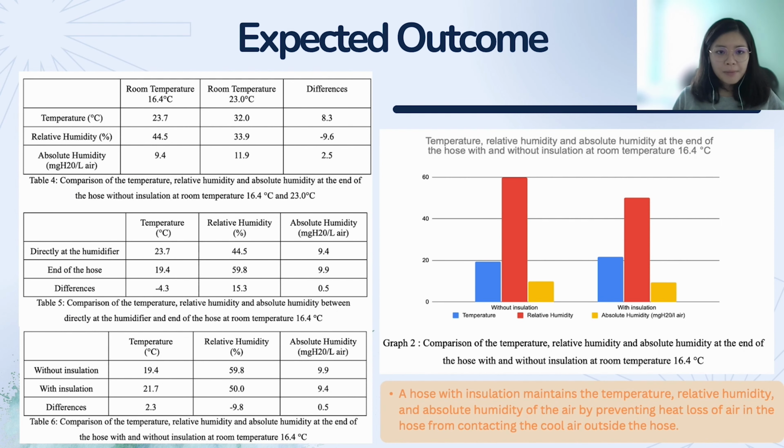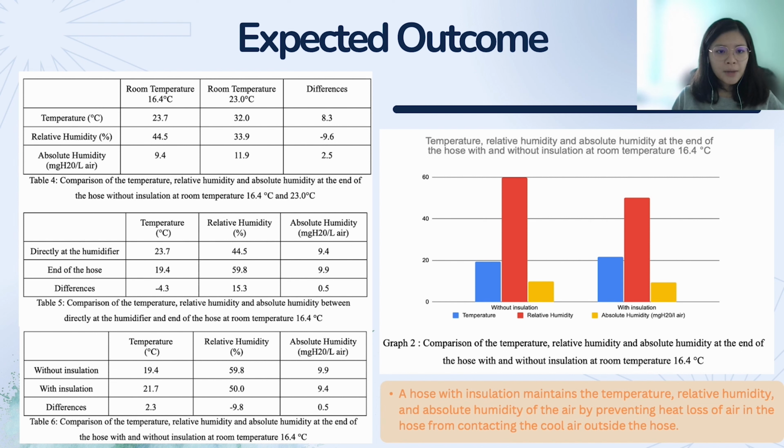So at the end of the experiment, these are the expected outcomes. First, we compare the temperature, relative humidity, and absolute humidity of the air at the end of the hose without insulation at room temperatures of 16.4 degrees Celsius and 23 degrees Celsius. We notice that the higher the room temperature, the lower the relative humidity, and the higher the absolute humidity of the air at the end of the hose.